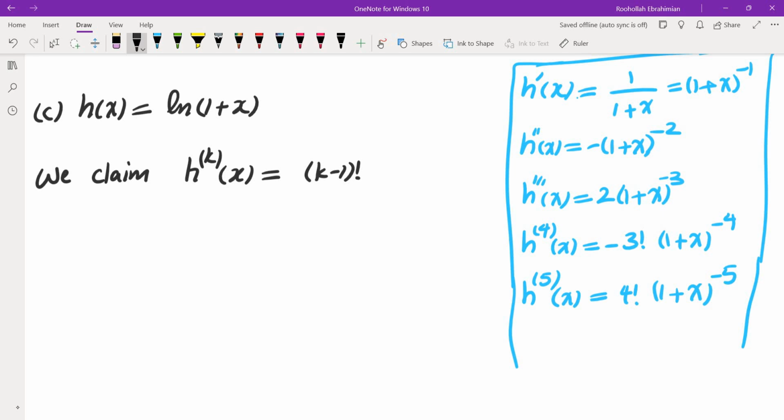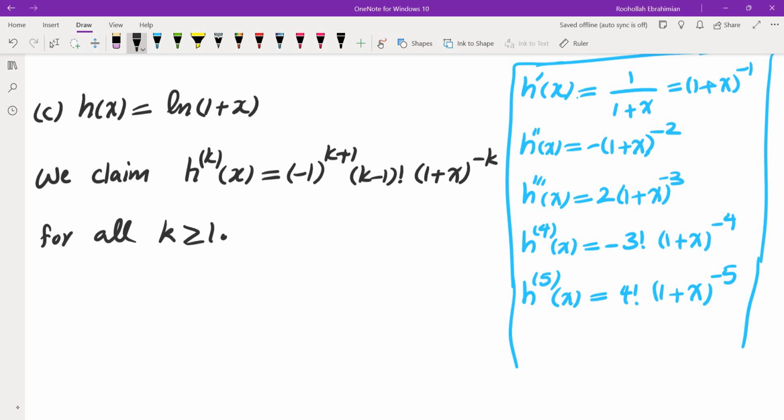The signs alternate. For 1, we get plus sign. For 2, we get negative sign. For 3, we get positive sign. For 4, we get negative sign. So it's negative 1 to the power of k plus 1. And then, of course, I have the k minus 1 factorial. And then we have the exponent of 1 plus x, which is negative 1 for 1, negative 2 for 2, negative 3 for 3. So it's negative k. And this is for all k, but starting from 1.